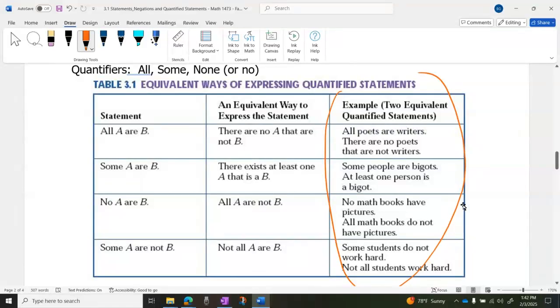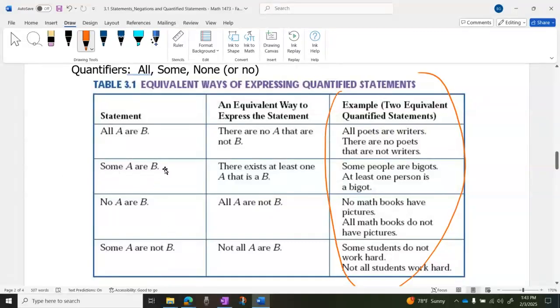If your goal is to be a lawyer or work on a degree like justice or the legal system, you need to pay attention to this chapter. In that industry, people must have good logic. No math books have pictures. It doesn't matter if it's true or false. An equivalent way to describe the same meaning is all math books do not have pictures.